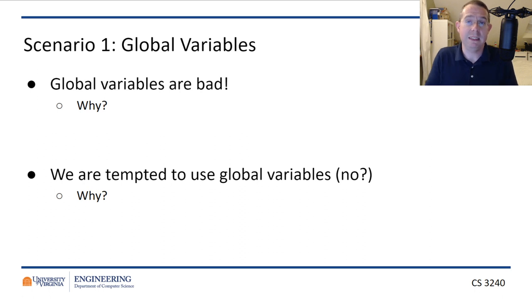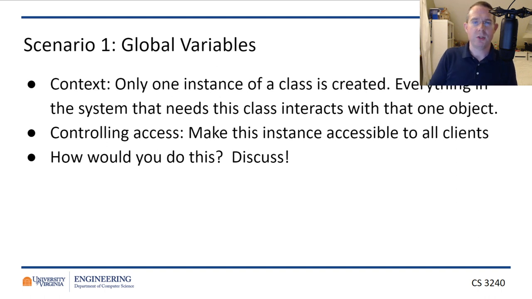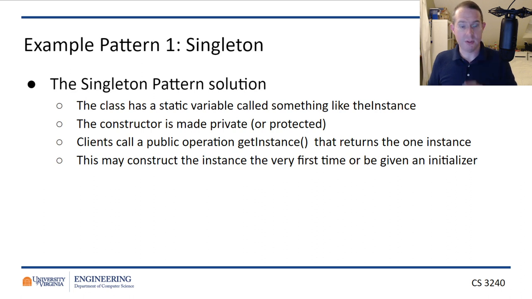So what if we needed that, though? What if we needed that, but we could also put different types of protections around it? So what we're going to do is create one instance of a class, okay? And everything in the system that needs that class can interact with that one class object. So we're going to make it accessible to everything by making it static. The Singleton pattern says you have one static variable called something like, in this case, the instance. The constructor is made private or protected. The clients call a public operation called getTheInstance, which pulls that class in, and then you can construct the instance and then start using it.